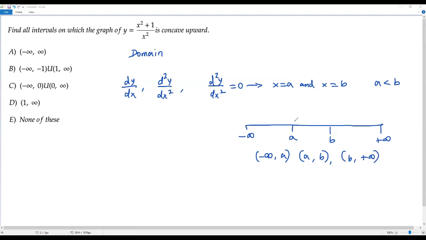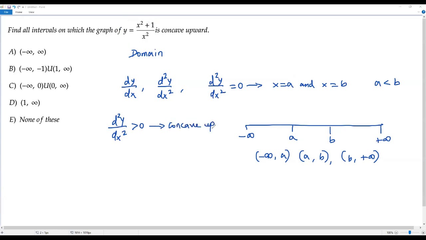Now I have split up the real number line into three intervals using the two values a and b. Now I have to check each of these three intervals with the second derivative, d squared y over dx squared. For example, I consider one of these three intervals and take a random value for x in that interval. I plug the value of x into the second derivative. When I do so, I get d squared y over dx squared greater than 0. Then what should I conclude? I have to decide that in that particular interval, the graph of the given function is concave up.